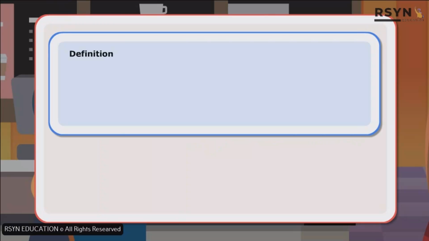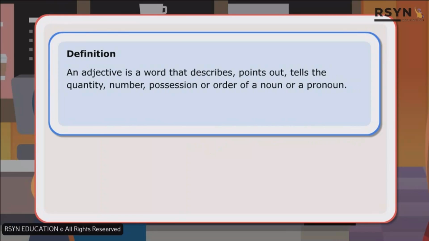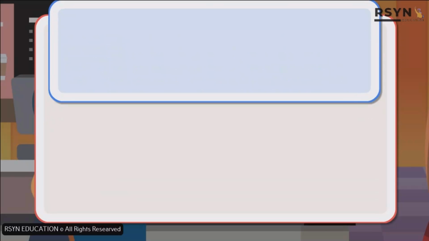Definition: an adjective is a word that describes, points out, tells the quantity, number, possession or order of a noun or a pronoun. An adjective modifies a noun or adds something to its meaning. Let us look at a few sentences.